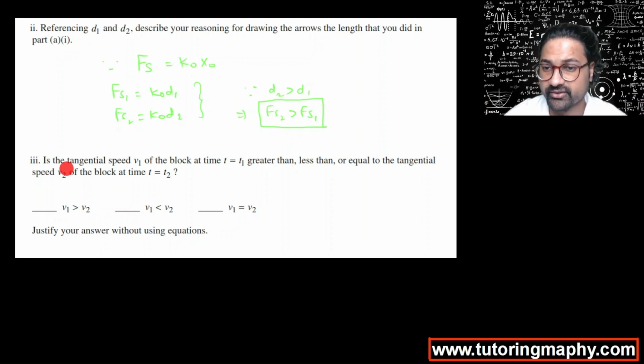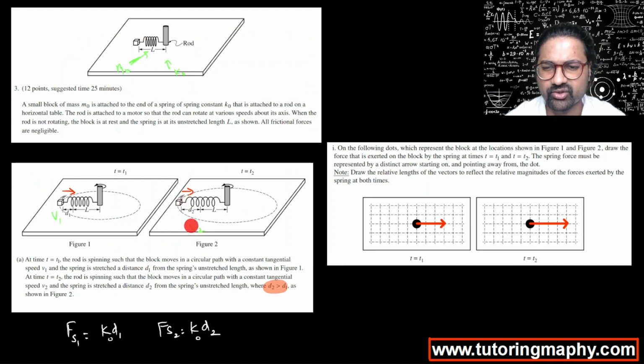Now, is the tangential speed v1 of the block at time t1 greater than, less than, or equal to the tangential speed v2? Justify your answer without using equations. I think it's pretty intuitive, right? v2 should be greater than v1 because d2 is more, but remember that we cannot use any equations.